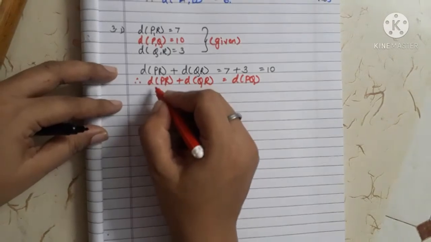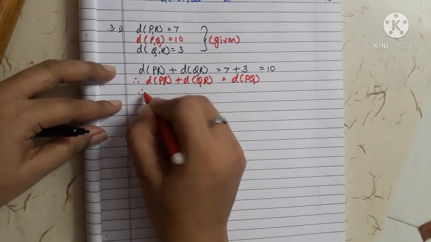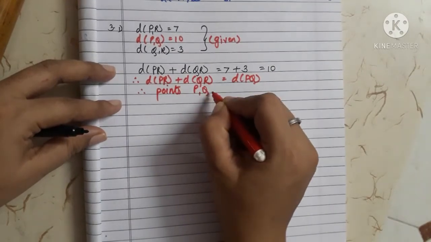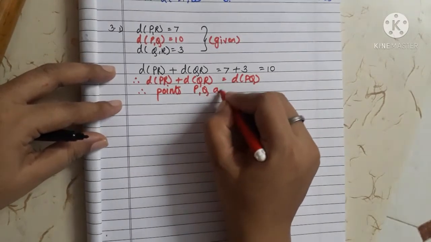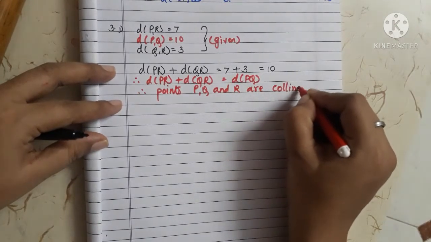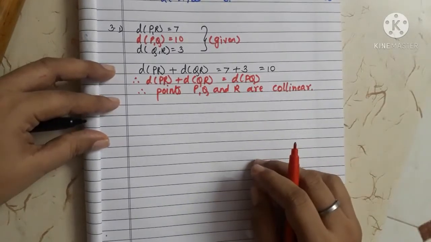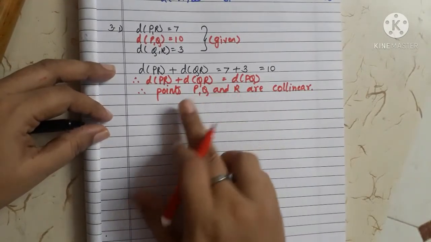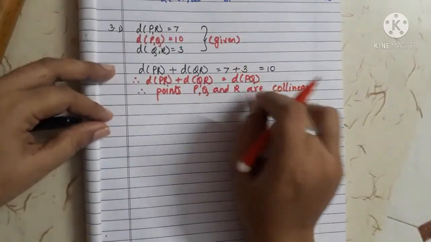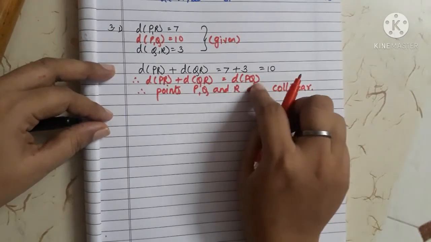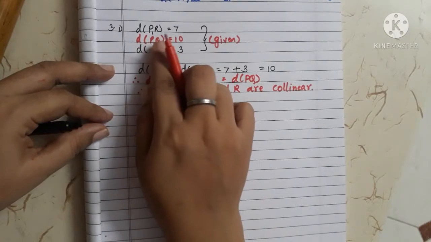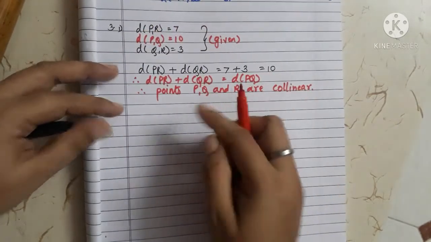Okay, so therefore we can say points P, Q and R are collinear. Now we have to find out which point lies in between. Always remember whatever is the largest number's point, here 10 is the largest number. What is the point of this? P and Q. So the letter which is remaining, that will lie in between that.